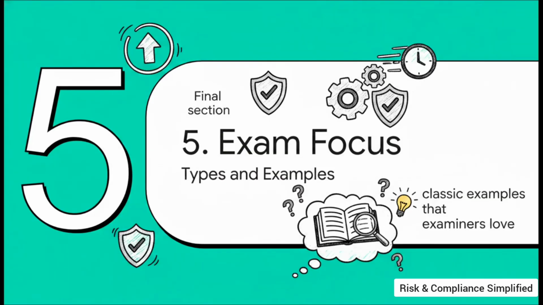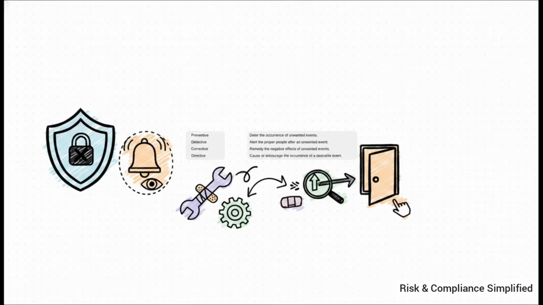Section 5, Exam Focus, Types and Examples. You absolutely have to know these 4 core control types inside and out. Preventative controls try to deter an unwanted event before it happens. Think of a padlock. Detective controls act like a smoke alarm, alerting people after an unwanted event occurs. Corrective controls step in to remedy the negative effects of that event, like a backup generator restoring power. And directive controls encourage a desirable event to happen, like having a mandatory training manual. Just memorize these 4 distinct verbs for the exam: deter, alert, remedy, and encourage.